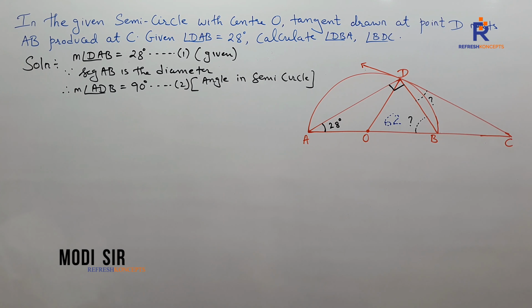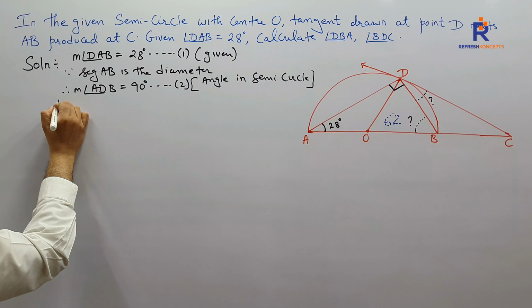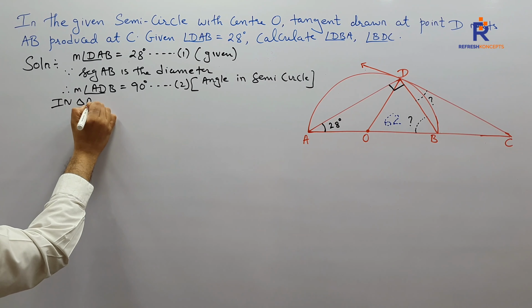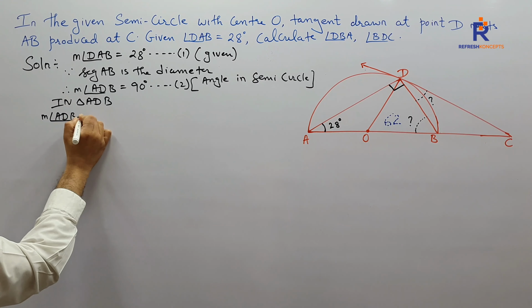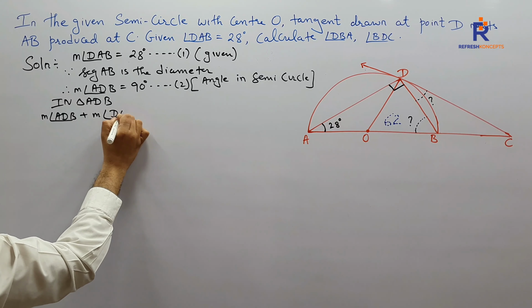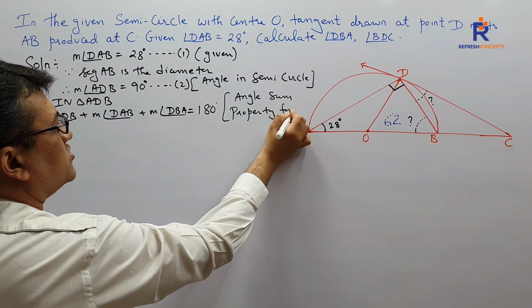We'll work out the same here. In triangle ADB, measure angle ADB plus measure angle DAB plus measure angle DBA is equal to 180 degree. One can say angle sum property, or one can also say the sum of measures of all angles in a triangle is 180. Angle sum property for triangle.